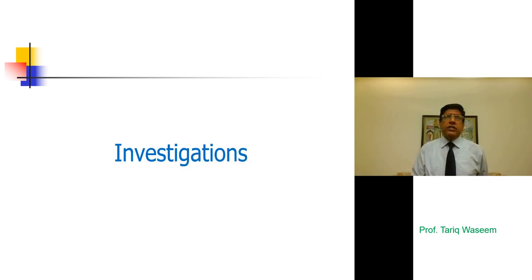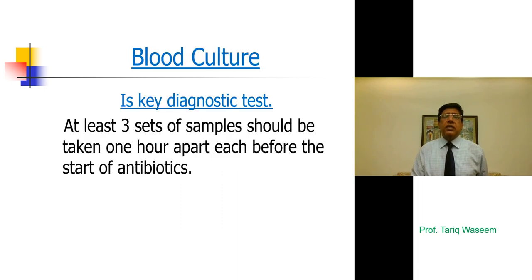How do we investigate these individuals? Now, the investigations. The primary key diagnostic investigation is culture. You have to document that the patient is having bacteremia, right? And then we have to document that this bacteremia is possibly originating from certain damaged valve surfaces which have vegetations. So the key to diagnosis is blood culture. It forms one of the major criteria, right? So at least three sets of samples should be taken one hour apart, and this should be done before we start antibiotics.